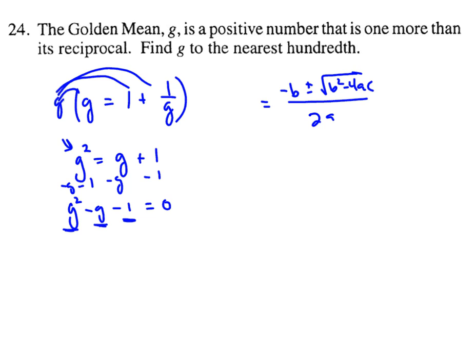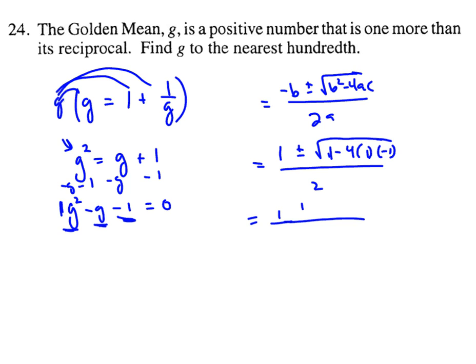So b is negative 1 because it's negative g, so that's like a negative 1g. So negative b is 1, plus or minus the square root of, well, negative 1 squared is 1, minus 4 times a, which is what's in front of the g squared, which is 1, times c, which is negative 1. So we're just plugging numbers into this quadratic formula. 2a is 2 since a is 1. So that gives you 1 plus or minus the square root of, and those negatives become positives, so you get 1 plus or minus square root of 5, all over 2.